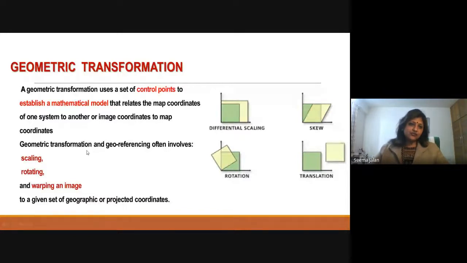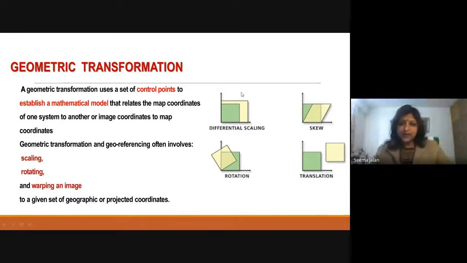When I carry out geometric transformation, it often involves differential scaling, rotating, and warping of the image. Whenever I run geometric transformation, my input map or input data may undergo a change of scale. It may get rotated, it may get skewed, it may get shifted.